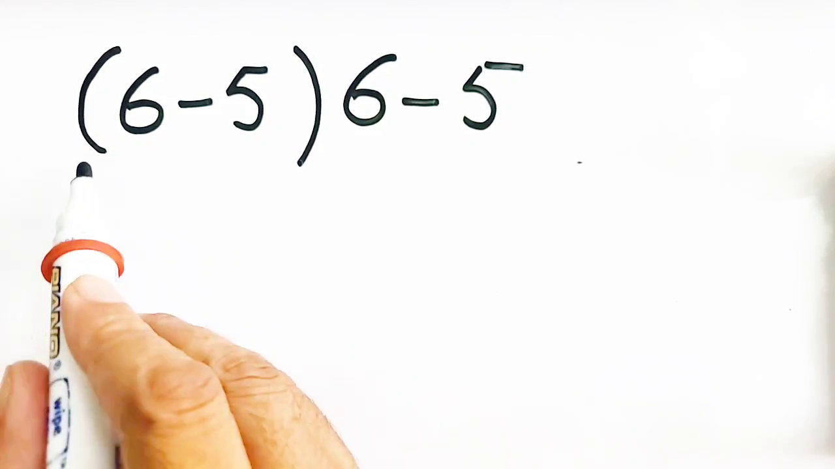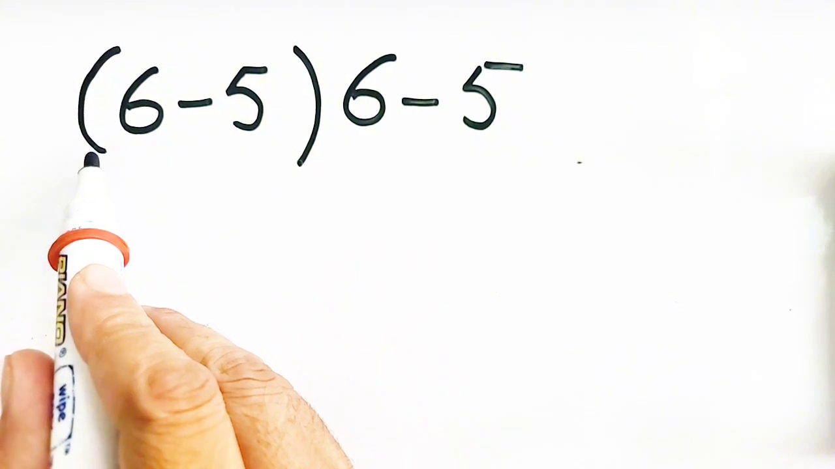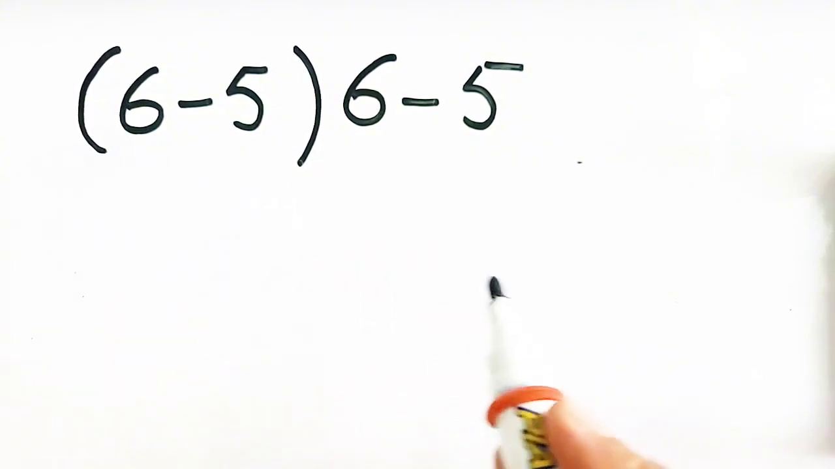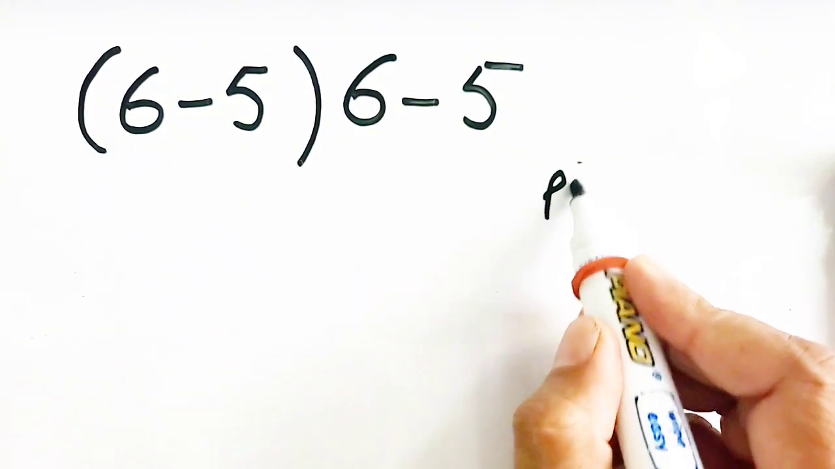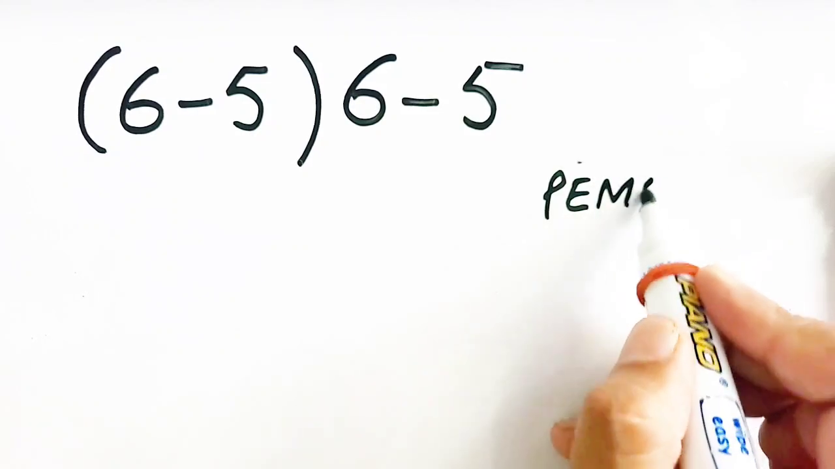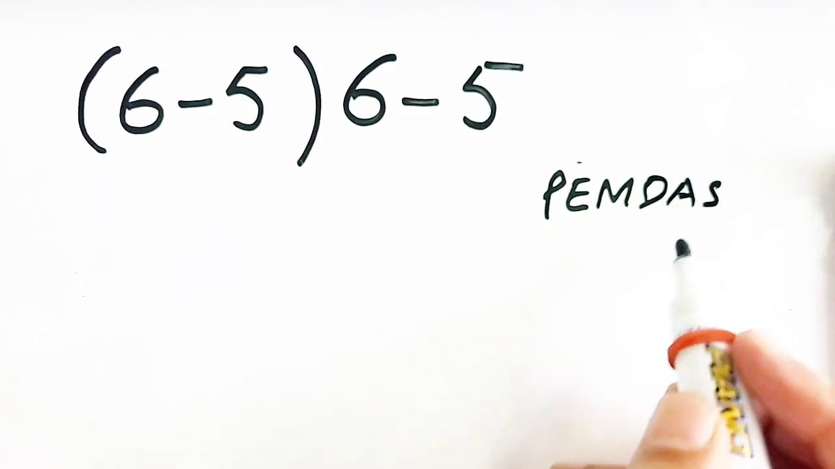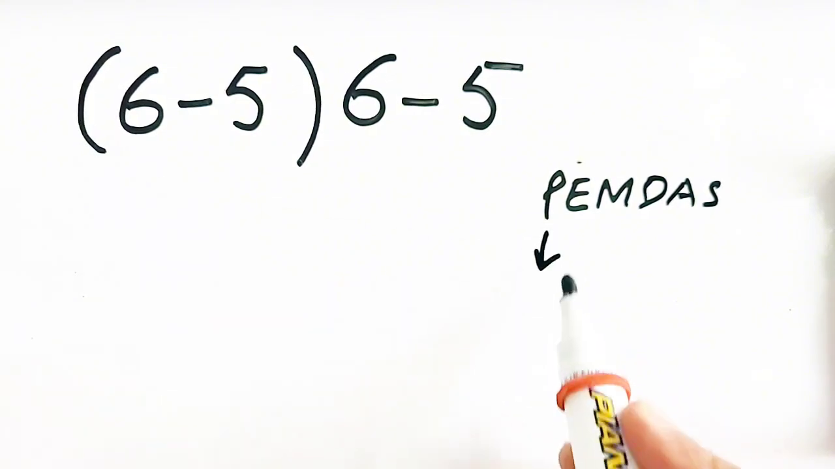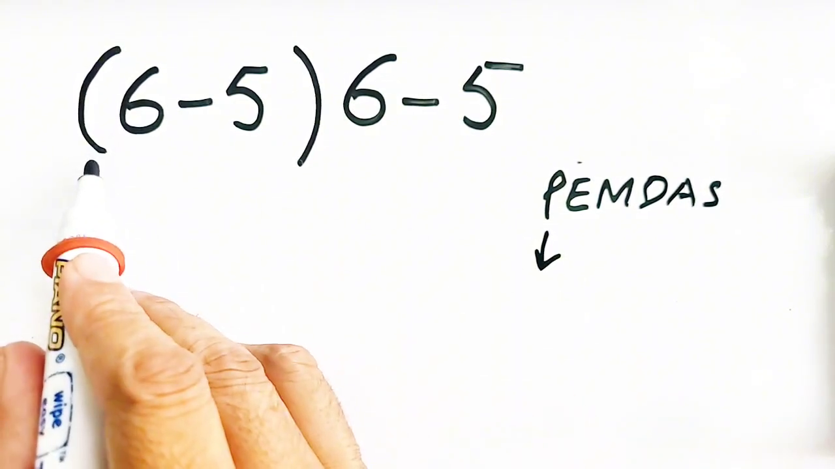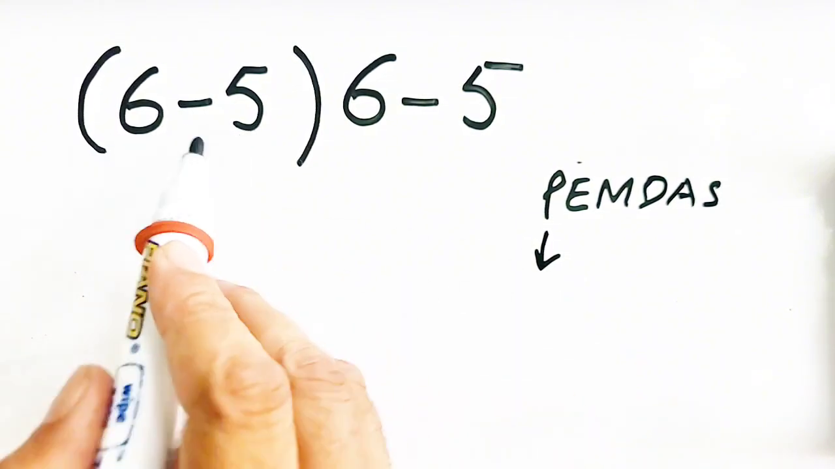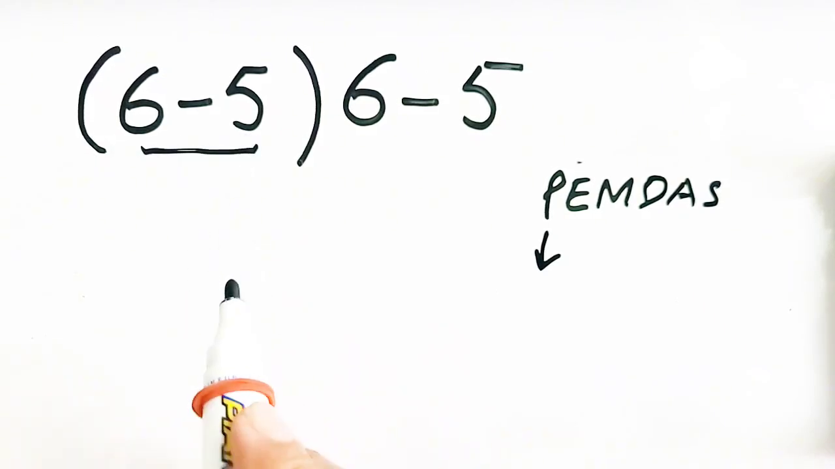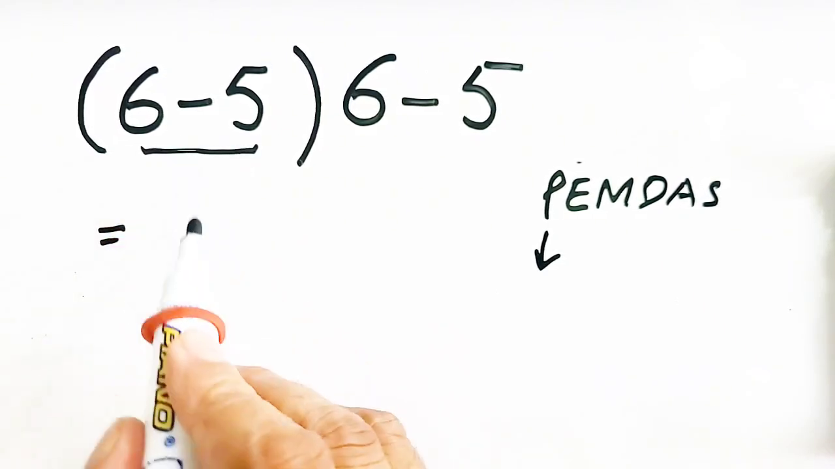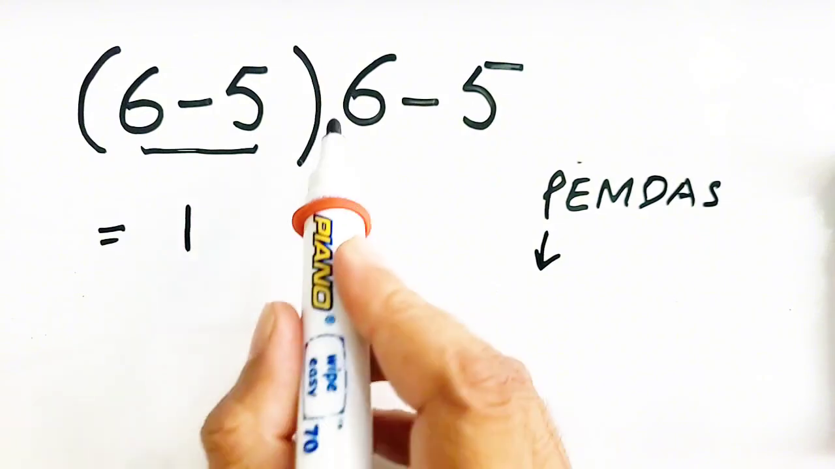First of all, we will solve the parentheses, because the PEMDAS principle says that first of all we will solve parentheses. So inside the parentheses there is 6 minus 5. So 6 minus 5 will be equal to 1.